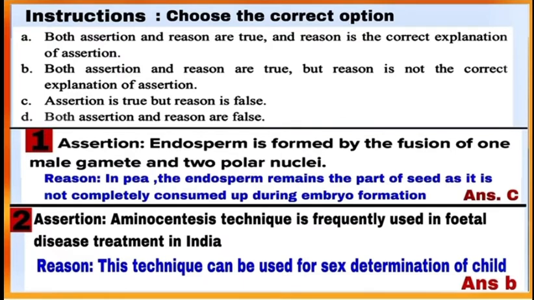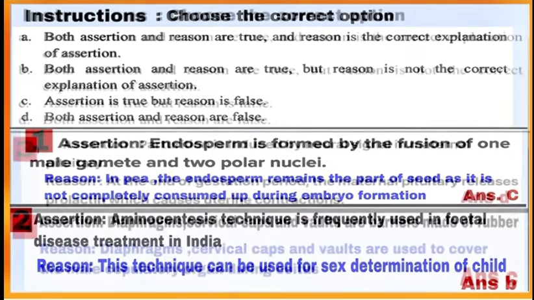Amniocentesis technique can detect genetic disorders of the fetus. It is done by taking the sample of amniotic fluid surrounding the fetus. Thus, after knowing the disorder, it is used in fetal disease treatment. Besides this, sex determination is also possible with this technique, which is banned in India to prevent female feticide. So here, both assertion and reason statements are correct, but R is not the correct explanation of A. So here, option B is the correct answer.